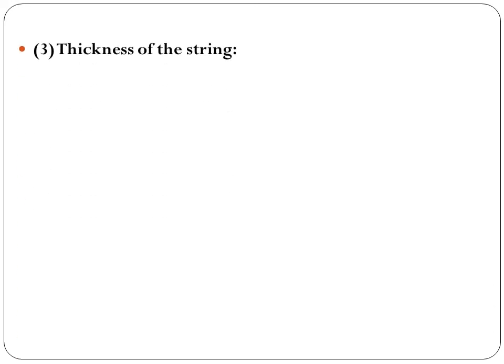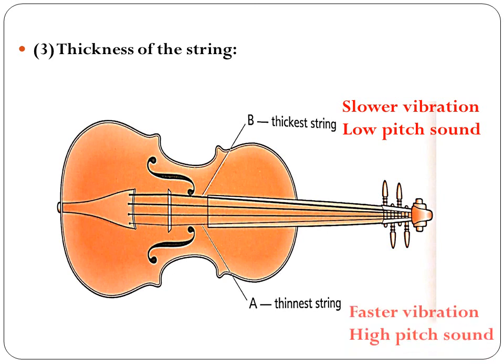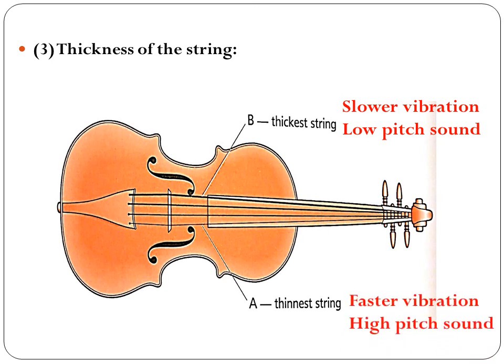Number 3 is the thickness of the string. So the first one is the length, the second one is the tightness, and the third one is the thickness of the string. In the picture, B is the thickest string and A is the thinnest string. B, the thickest string, gives me slower vibrations, takes more energy, so of course it will be low sound pitch. And the thinnest string gives faster vibration, high sound pitch.